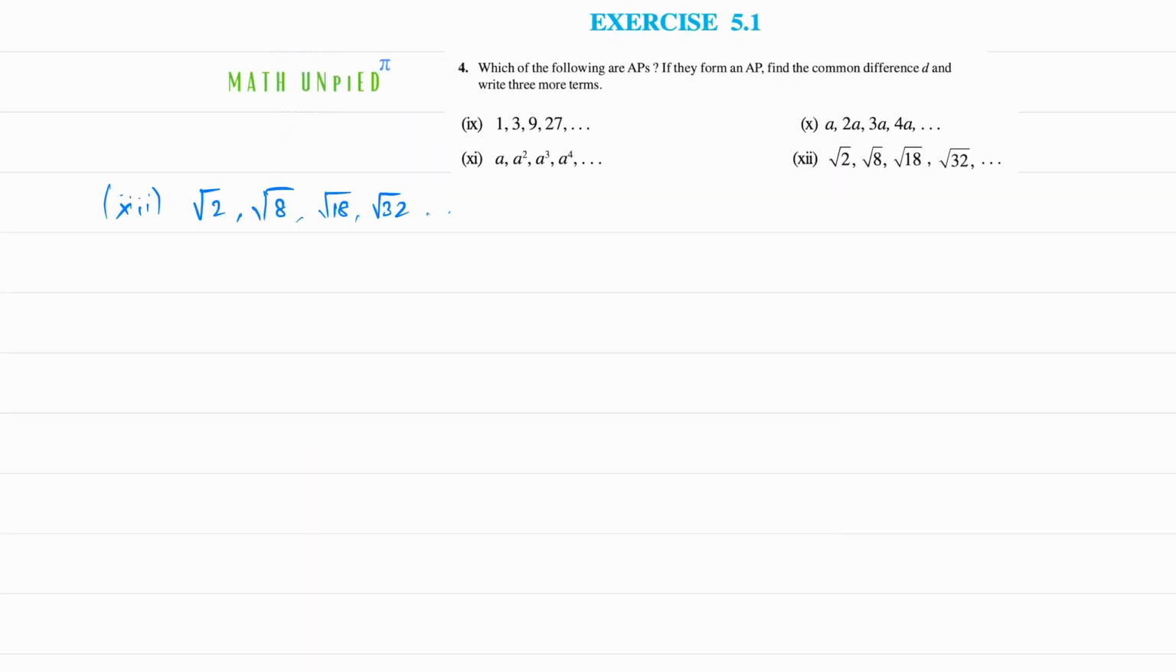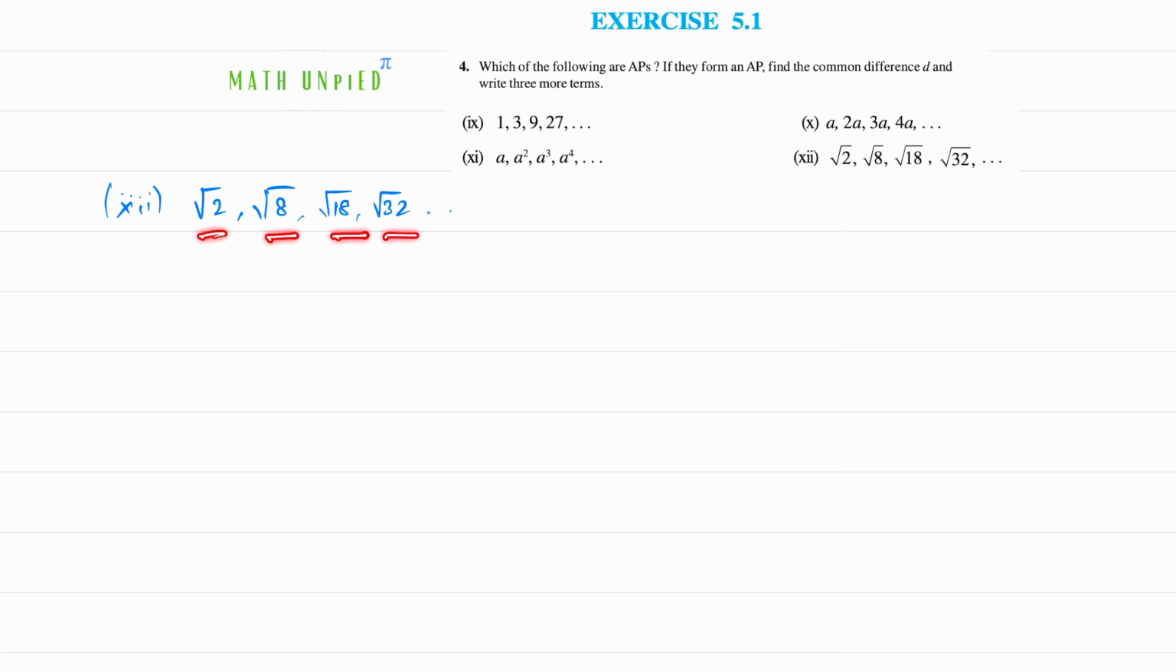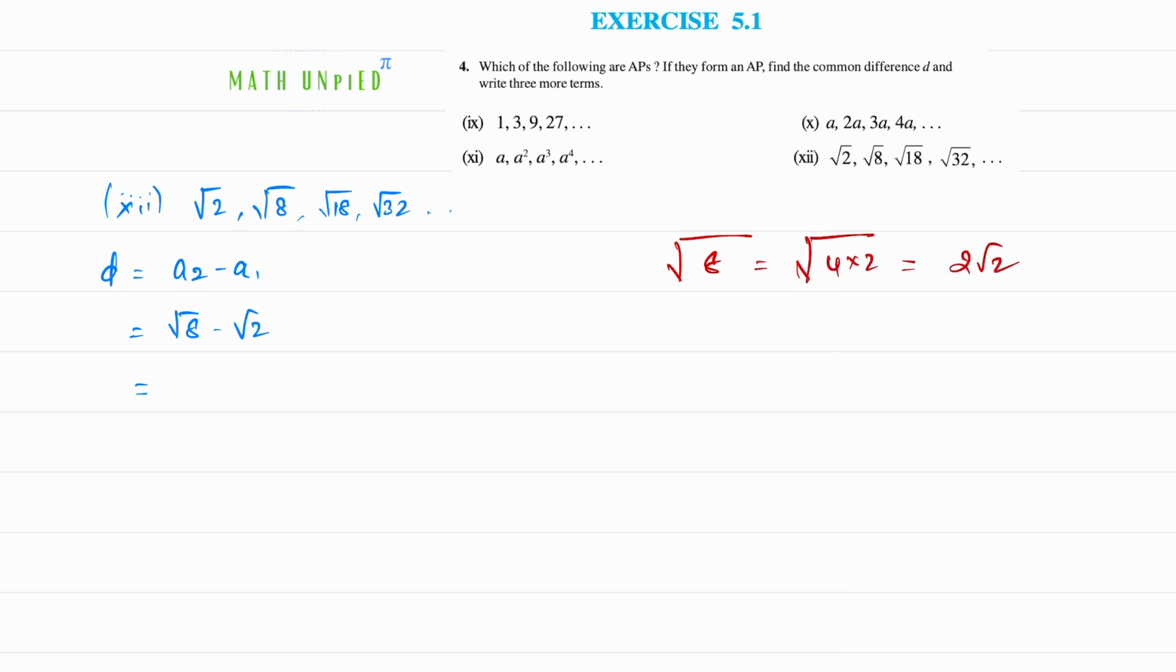The series is root 2, root 8, root 18, root 32 and so on. So as usual, we'll find the difference. D equals A2 minus A1 for the first two terms. This is root 8 minus root 2, and root 8 can be written as square root of 4 into 2, which is equal to 2 root 2. So using this, we can write this as 2 root 2 minus root 2, which is equal to root 2.